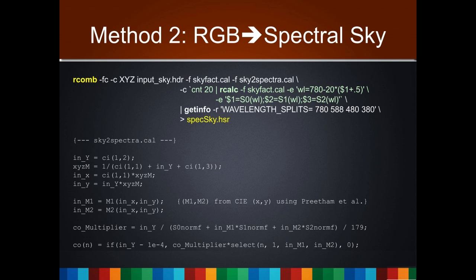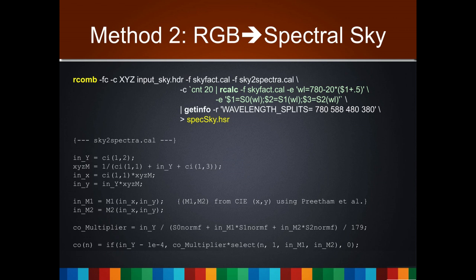And then to get the little x and little y channels, in the case of x, we take the X channel, which is the first input, first component, and divide it by X plus Y plus Z. And similar for y, we take the Y and divide it by X plus Y plus Z. So those are little x and little y. That's just the standard definition. And we use M1 and M2 functions, which are taken from Pritham et al., which are just little conversions that take the little x and the little y and give you the coefficients for that sky patch.